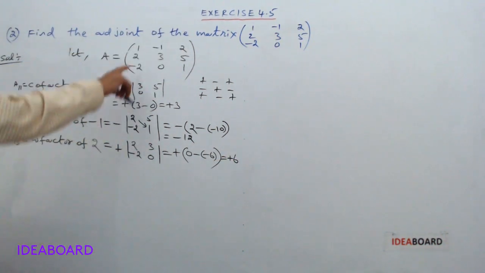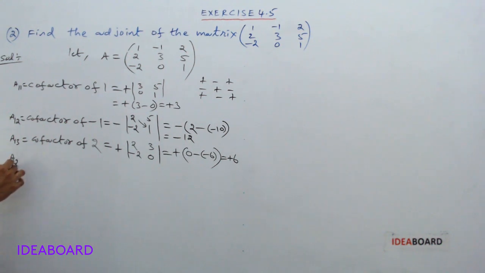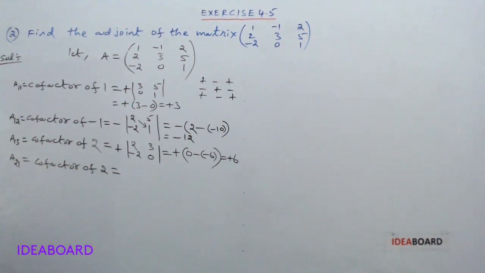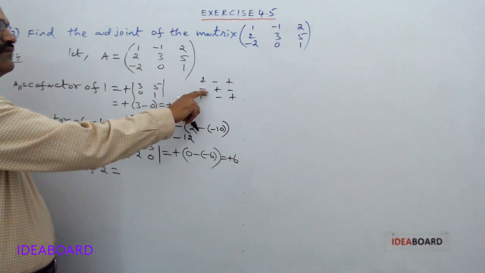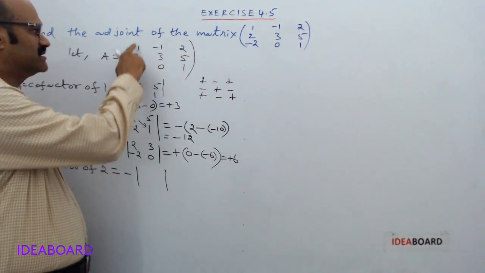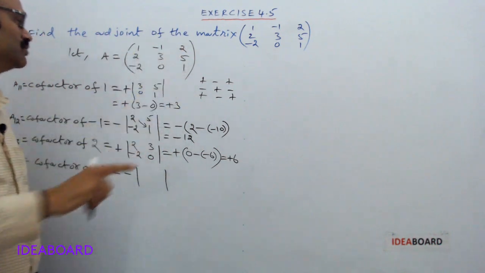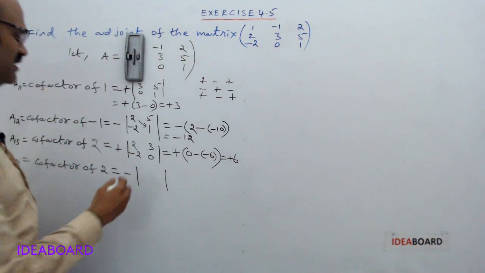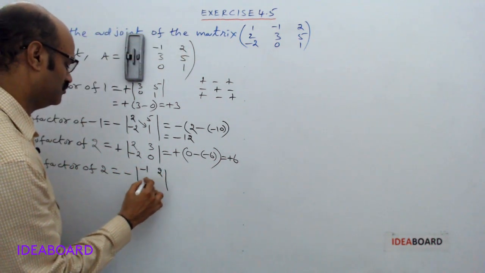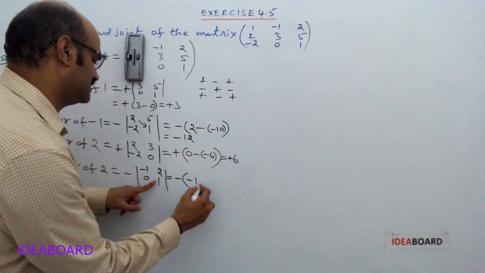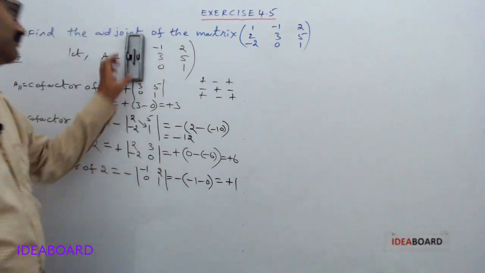Next we have cofactor of 2, A21, equal to, we are having a sign minus, minus determinant of, the element 2 lies in first column and second row. So close the first column and second row. The remaining elements we have minus 1, 2, 0, 1. So equal to, we are having minus of minus 1 minus 0 equal to plus 1.